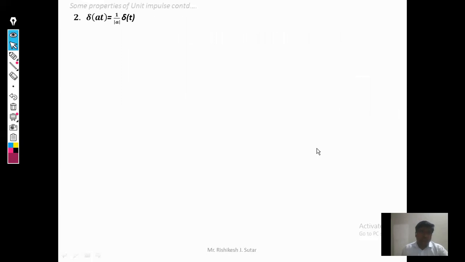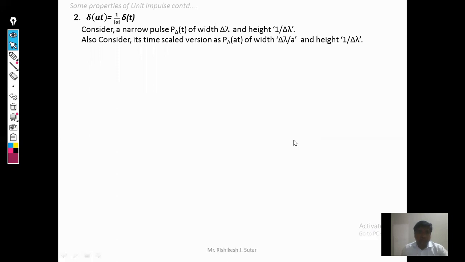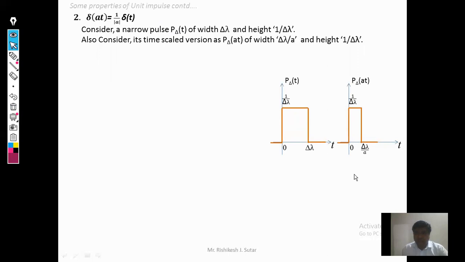Let us move towards the next property: delta of at is equal to 1 by mod a delta of t. Again, we'll consider two pulses. One is p delta of t, a narrow pulse with width delta lambda and height 1 by delta lambda, so as to maintain the area equal to 1. The other is p delta of at, which is a time scaled version of p delta of t, where the width is delta lambda by a and the height is 1 by delta lambda. So you can see here these are the two pulses which were considered.